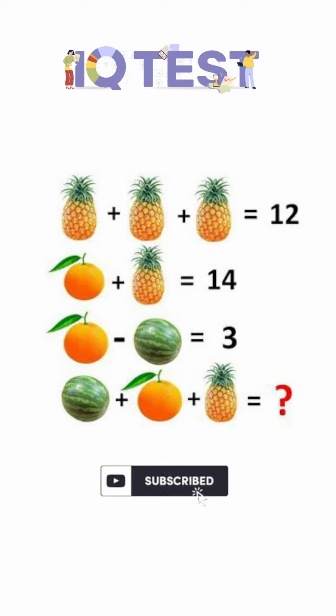So the learner is saying 21. So what did you get for the pineapple? Yes, the total is indeed 21. So the pineapple is 4, the orange is 10, then the watermelon is 7. So if you add 4 plus 10 plus 7, that will give us 21. Very good. So let's look at the next one.